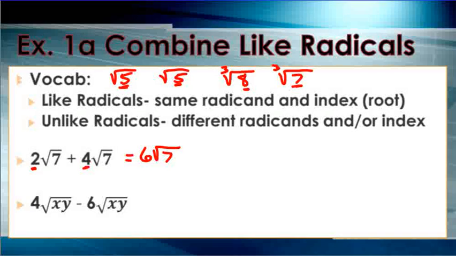Next one, we have 4 times the square root of xy minus 6 times the square root of xy. Take the integers in front, so 4 minus 6 is -2. They both have the same radicands, so the radicands stay the same, so -2 times the square root of xy.